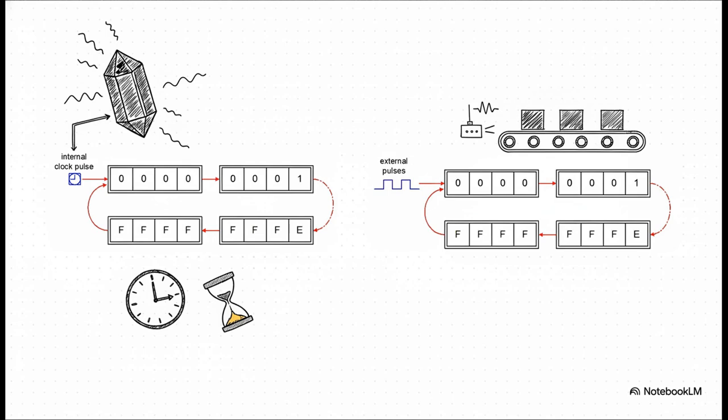First, you can use it as a timer. In this mode, it's basically counting the internal clock ticks of the microcontroller itself, like a metronome. This is perfect for creating precise delays. Or you can set it up as a counter. Now it ignores the internal clock and instead counts electrical pulses coming in from the outside world. Think about counting products on a conveyor belt. Every time one passes, it sends a pulse, and the counter just, well, it counts.